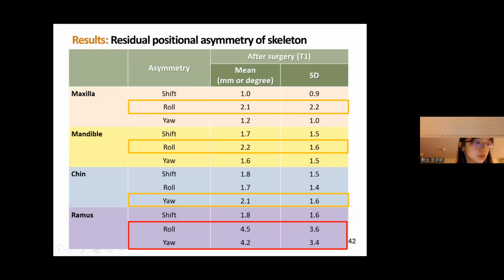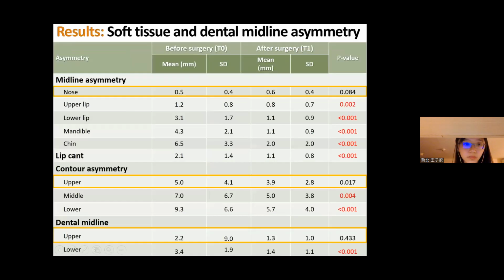Here is the residual skeletal asymmetry of the maxilla, mandible, chin, and ramus. We can see the degree of asymmetry was most severe in ramus roll, and the rest are equal to or less than 2 degrees or 2 millimeters. And for the soft tissue and dental midline asymmetry, most of the variables have significantly improved, except nasal midline and upper contour asymmetry and upper dental midline.